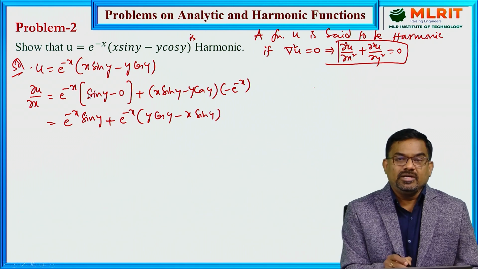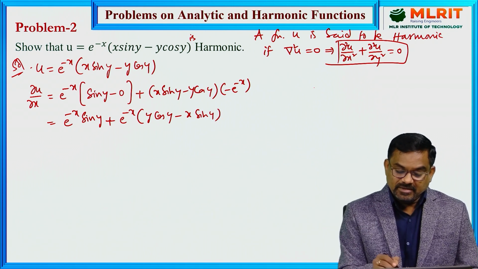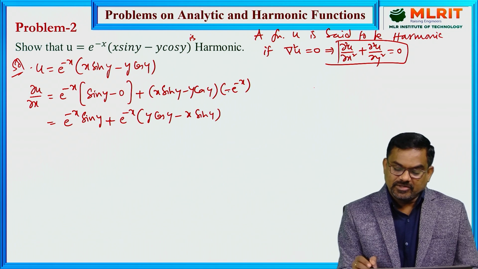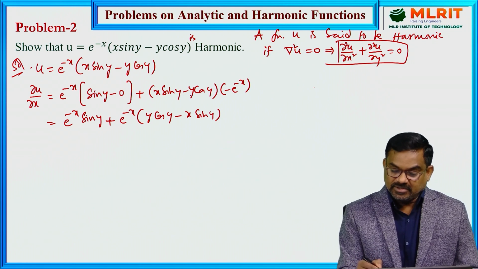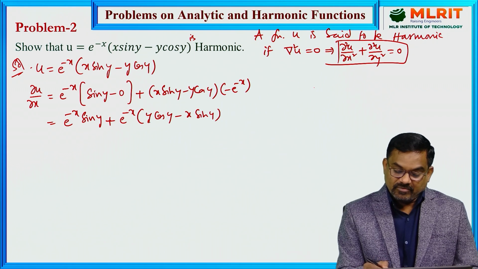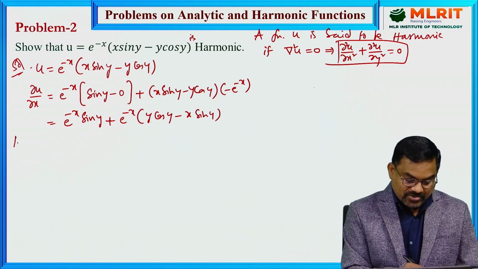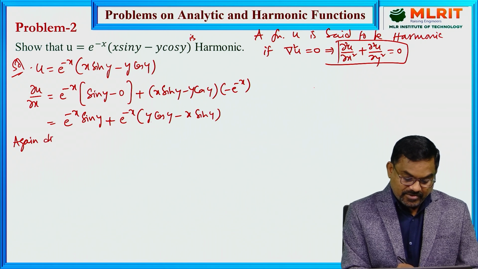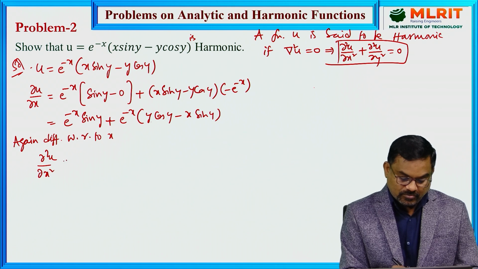So, here we have applied the uv rule. The first function into derivative of second plus second function into derivative of first. And here we have a negative sign multiplying with this term. We get y cos y minus x sin y. Now, again differentiating with respect to x, we get dou square u by dou x square.